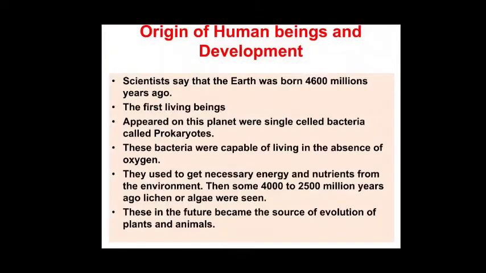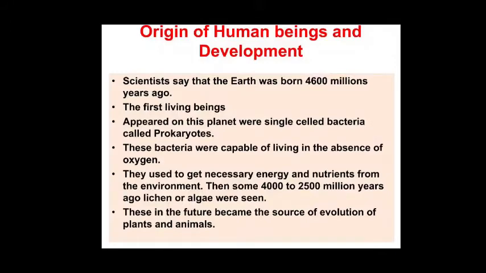So children, which are the periods? Prehistoric period, protohistoric period and historic period. You can understand, children. Next, origin of human beings and development. See the picture, children. These pictures show the prehistoric period up to the Neolithic age, era to era, year to year. That is the change and development of human beings.